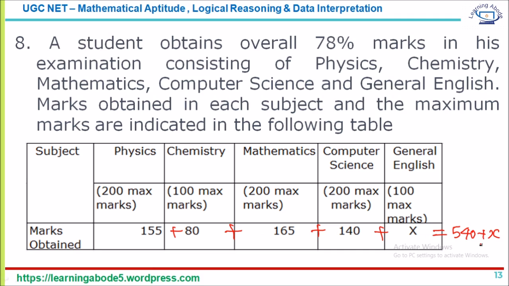And so this total is divided by how many subjects? 5 subjects, but the weightage is different. So this is 200 marks, this is 100 marks, this is 200, this is 200 and this is 100. So we can say a total of 300, 500, 700 and 800.